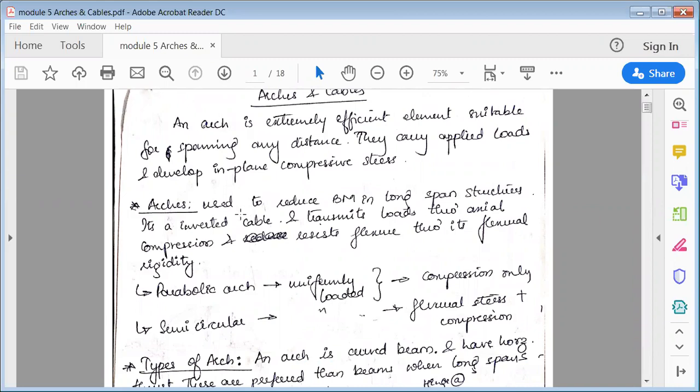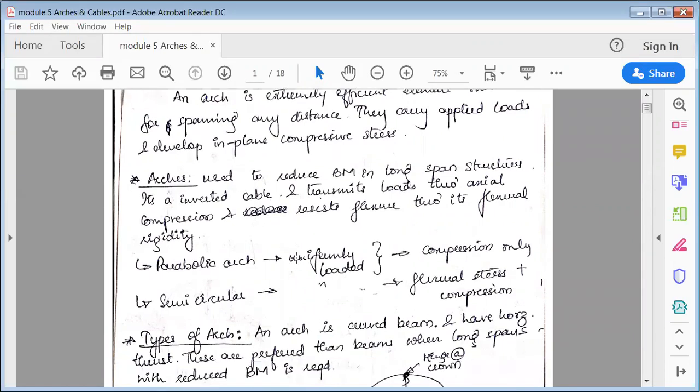So first let us study what is an arch. Basically an arch is a curved beam itself. It can be used when the beams are of longer spans. You have to provide a beam which is of long span, and at the same time you have to control the bending moment also. Longer the span, obviously the bending moment would be larger.